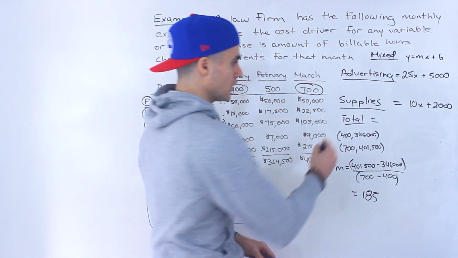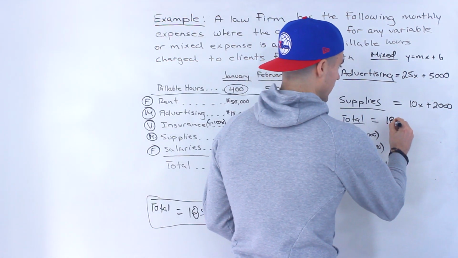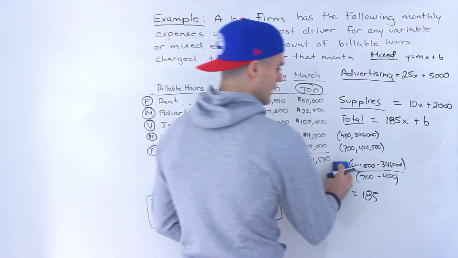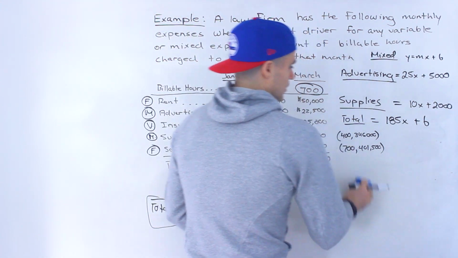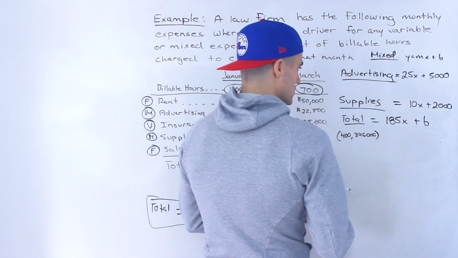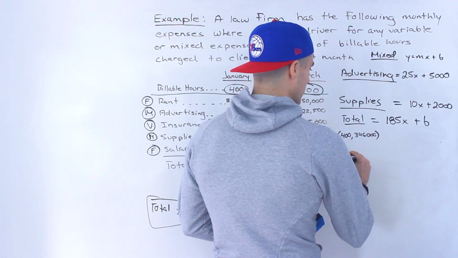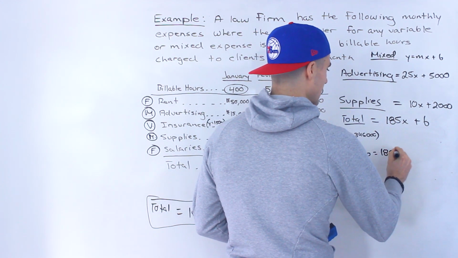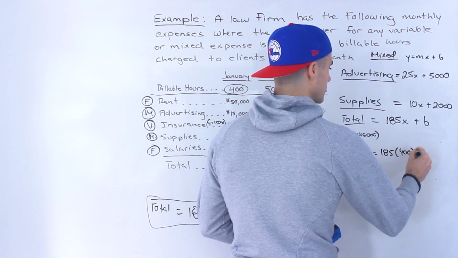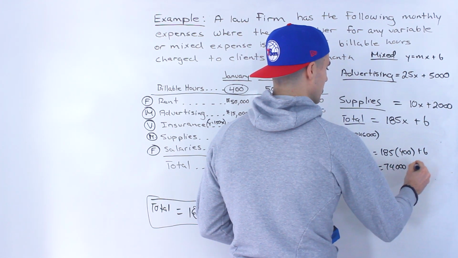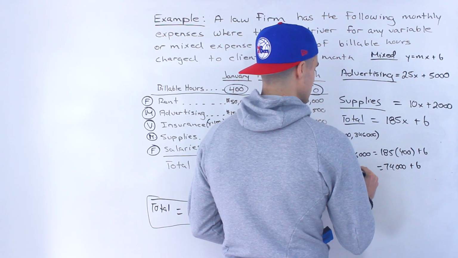And so from there, we know that we're going to have 185x plus b. So we just have to solve for that b value. You could choose any of these coordinates. I'm going to choose the first one. So basically we'll have 346,000 equals 185 times 400 plus b. Then we'll have 74,000 plus b, 346,000.